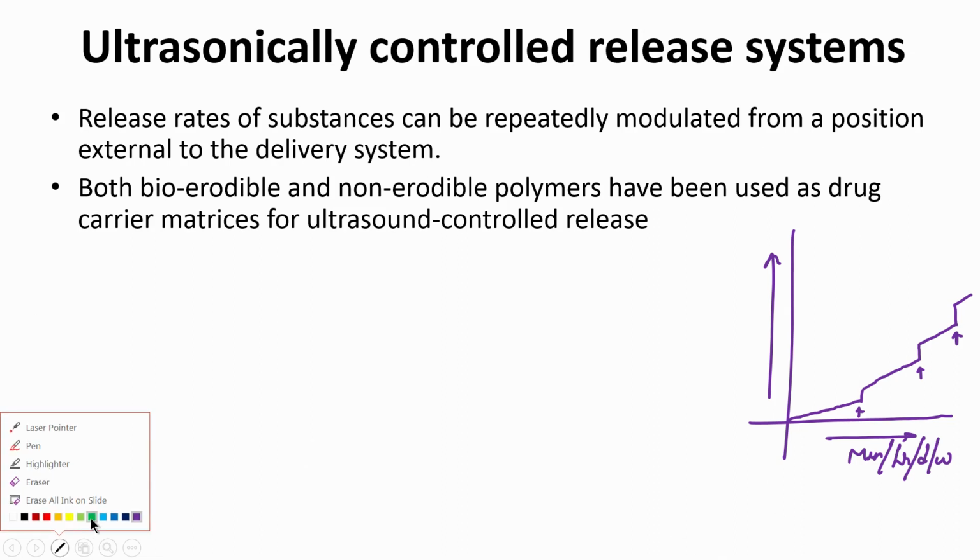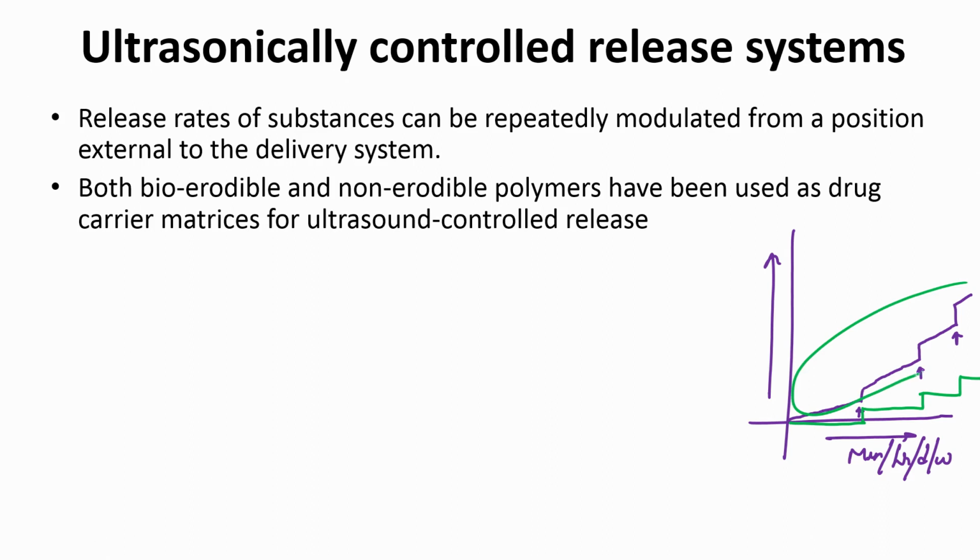In that case the drug will only release when you have some ultrasound. So, you will see something like this. It just depends on what the application is. If you want some basal level, you may want to use the bioerodible polymer, but if you want complete control of when it is releasing, you may want to use a non-erodible polymer for this setting.